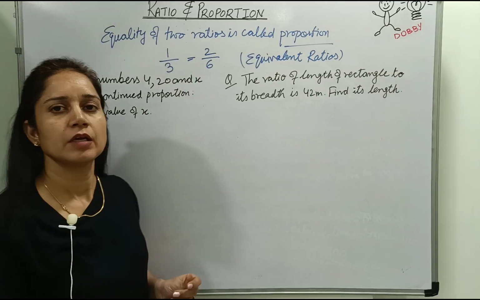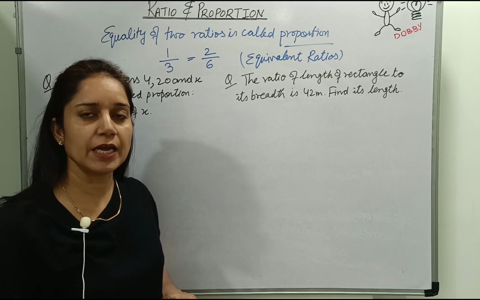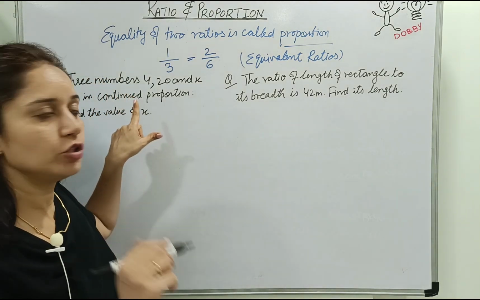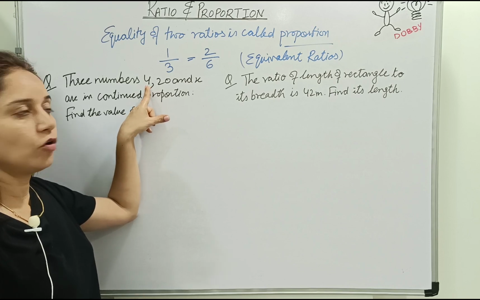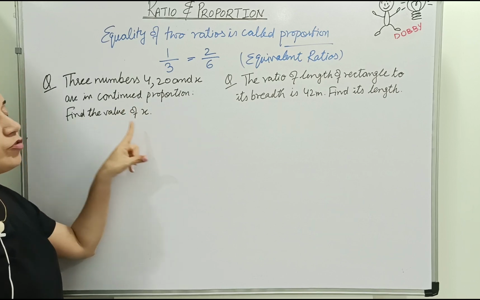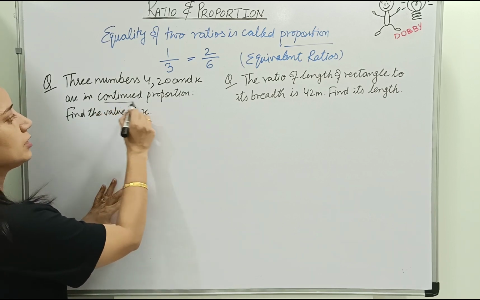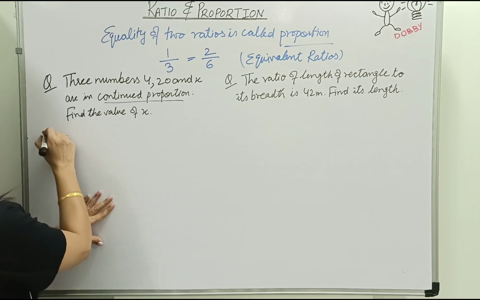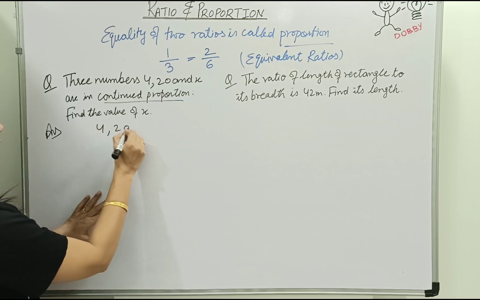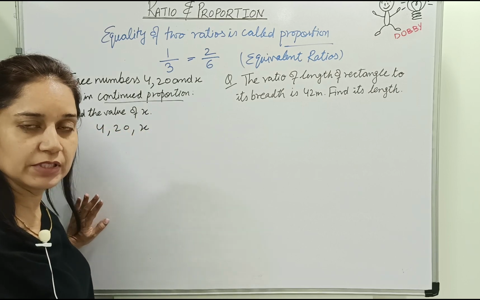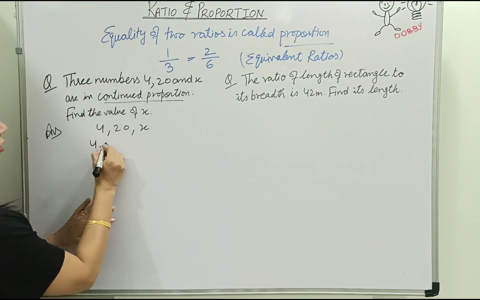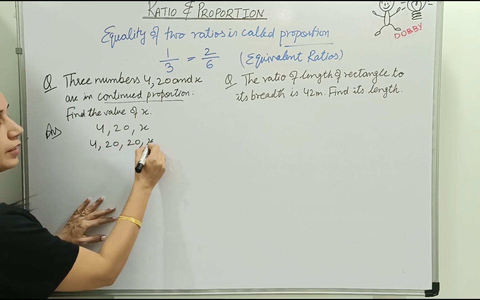Okay. After understanding the concept of proportion and continued proportion, let us do some of the word problems based on that. The first question is, three numbers 4, 20 and x are in continued proportion. We have to find the value of x. Here condition is continued proportion. Let us see how. 4, 20 and x. Three numbers are given. Continued proportion, that means which term has to be repeated? Second term. So 4, 20, one more time 20 and x.